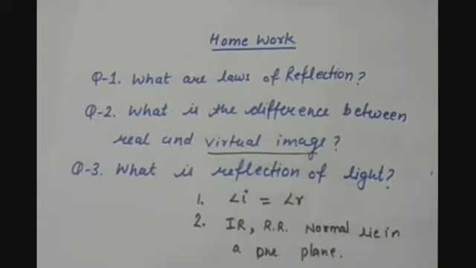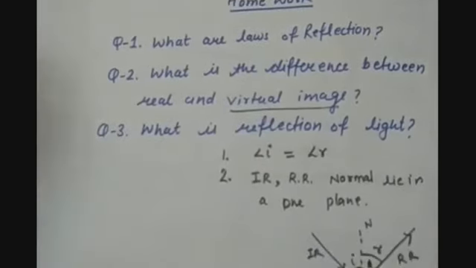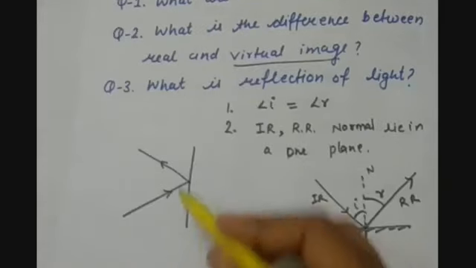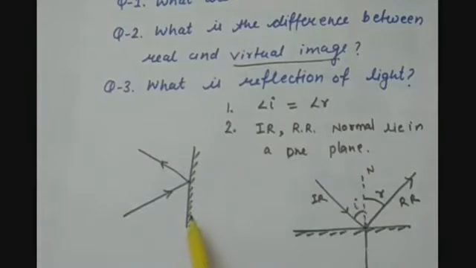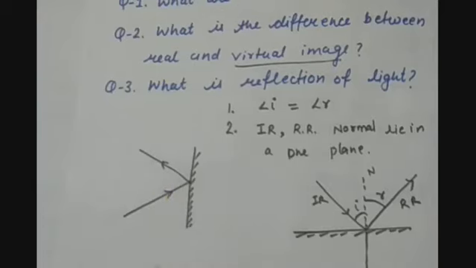Now question number 3 is, what is reflection of light? When we have a surface and the light coming to the surface or falling on the surface returns back or bounces back in the same medium, then this phenomenon is called reflection of light. This is the same as when you hit a rubber ball against a wall and it bounces back.